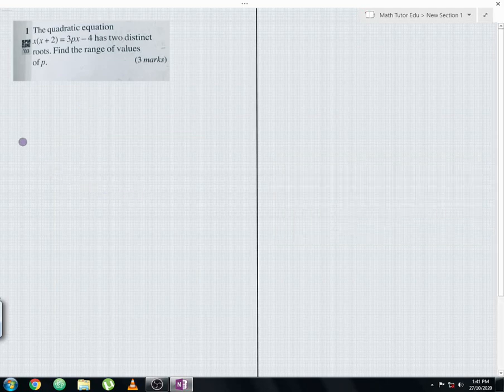Okay, let me read the question now. The quadratic equation x(x + 2) = 3px - 4 has two distinct roots. Find the range of values of p. So this is the requirement of the question. I hope that you will attempt this question in the future. If you could manage to solve this question, well done. But if you can't solve this question, no worries. I'm going to show you the step-by-step working and the solutions now.